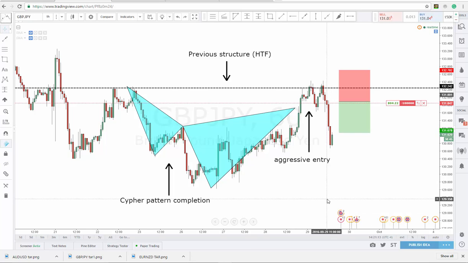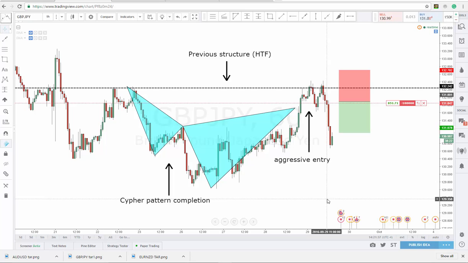Today I'm going to show you a cipher pattern that we were able to get involved in over at the EAP. This cipher pattern was on the pound yen and has already banked us around 80 pips. We're looking for our second targets now. Hopefully we can get some follow-up movement here on the pound yen as it falls down even further.